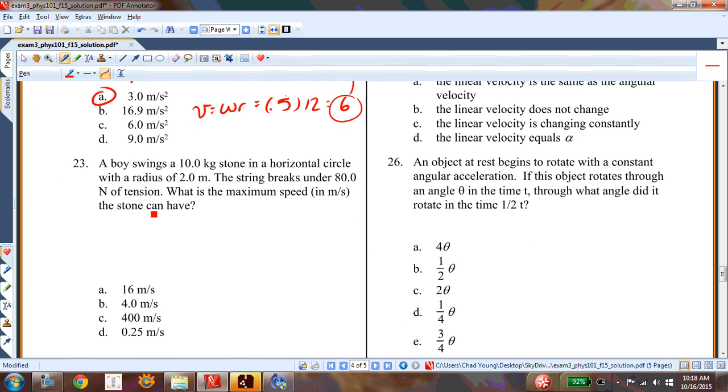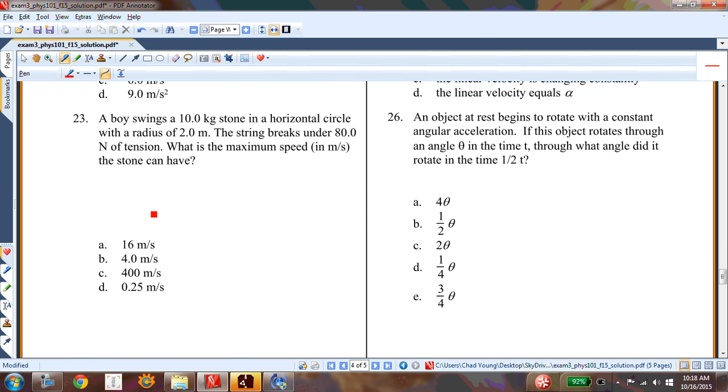Boy swings a 10-kilogram stone in a horizontal circle with a radius of 2 meters. The string breaks under 80 newtons of tension. What is the maximum speed? Okay, so this is the maximum centripetal force. The tension in the string acts as the centripetal force. So that is my maximum centripetal force. So I'm looking for the maximum speed.